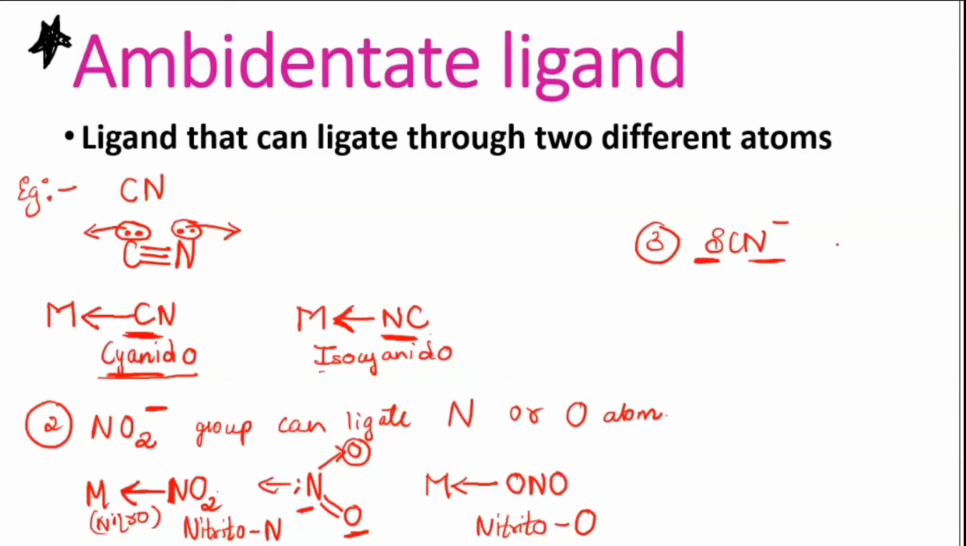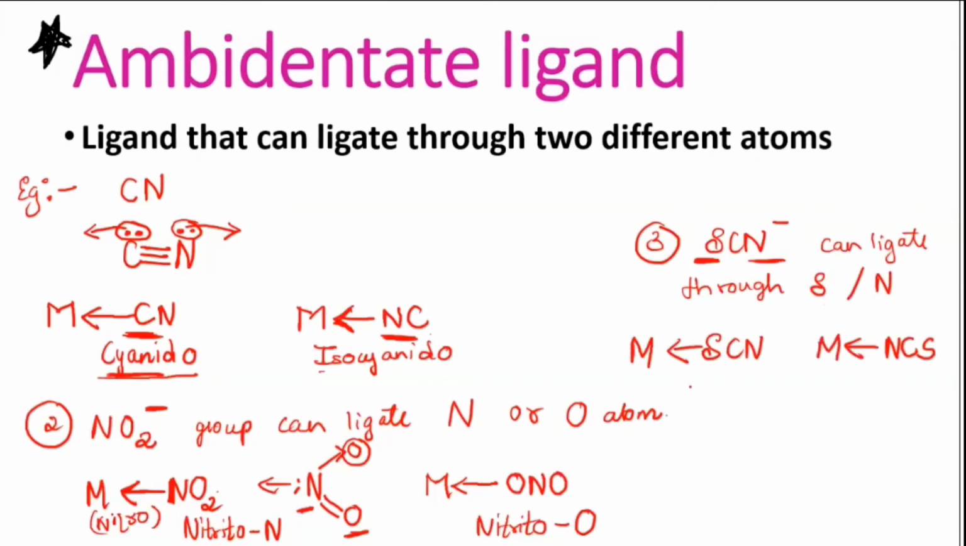So they can ligate through sulfur or nitrogen. If sulfur is donating, we write like this, SCN, donating to the metal. And another one, if nitrogen is donating, then you write nitrogen first, carbon in the center and sulfur afterwards.